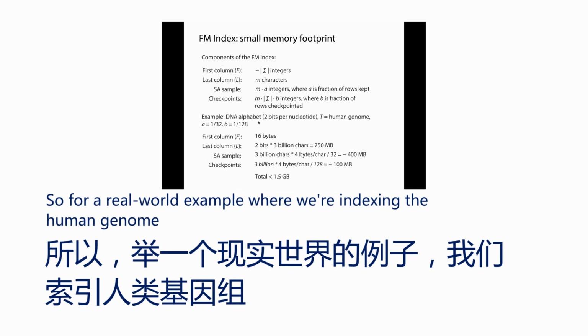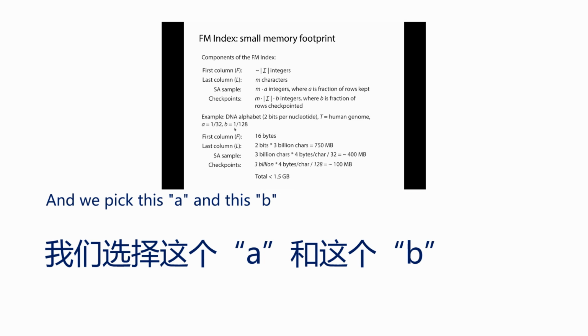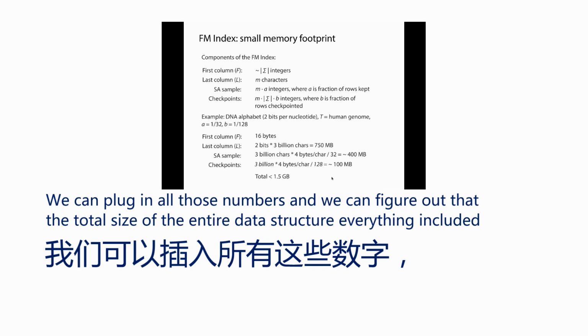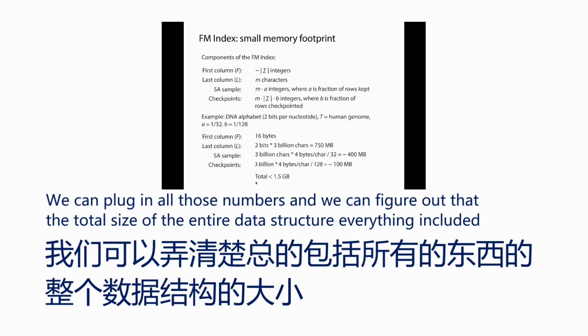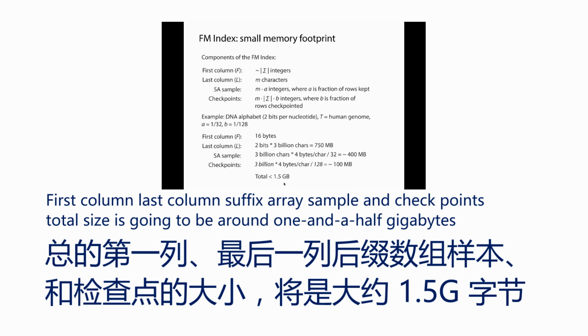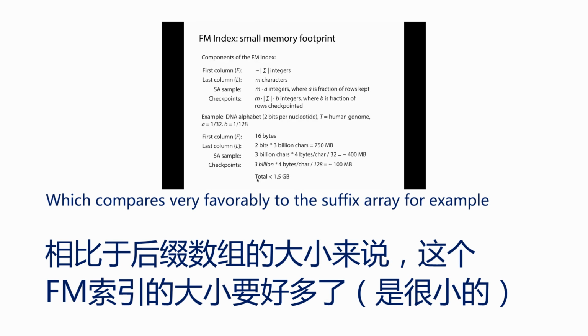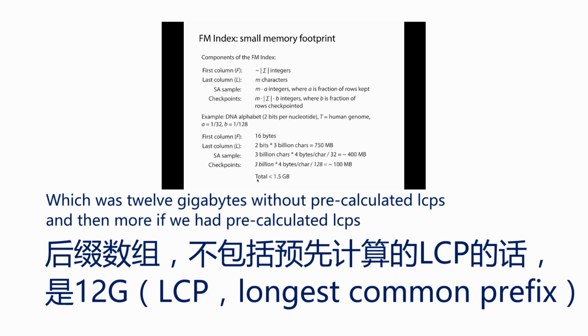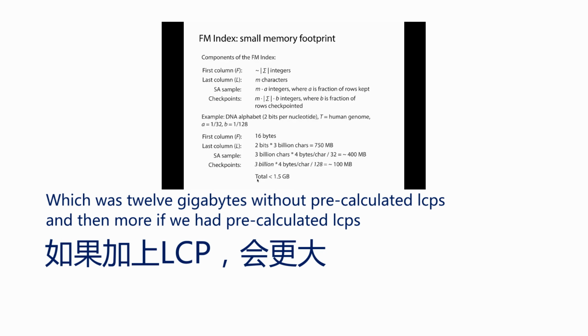So for a real-world example where we're indexing the human genome, and we pick this A and this B, we can plug in all those numbers and we can figure out that the total size of the entire data structure, everything included, first column, last column, suffix array sample, and checkpoints, is going to be around 1.5 gigabytes, which compares very favorably to the suffix array, for example, which was 12 gigabytes without pre-calculated LCPs, and then more if we had pre-calculated LCPs.